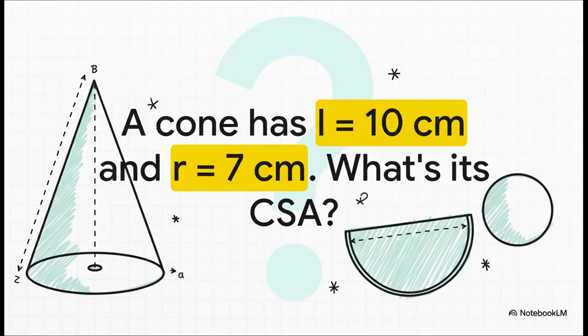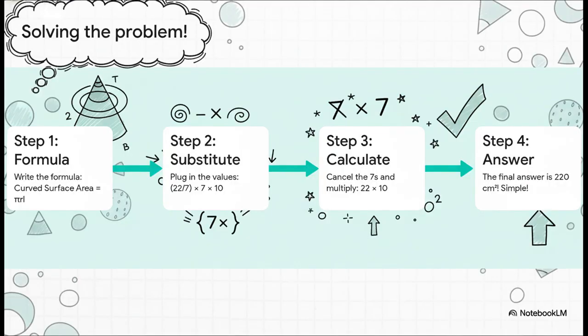All right, let's test this out. Quick question for you all. Imagine a cone has a slant height L of 10 centimeters and a base radius R of 7 centimeters. What's its curved surface area? Come on, you know the formula we just talked about. Give it a shot.